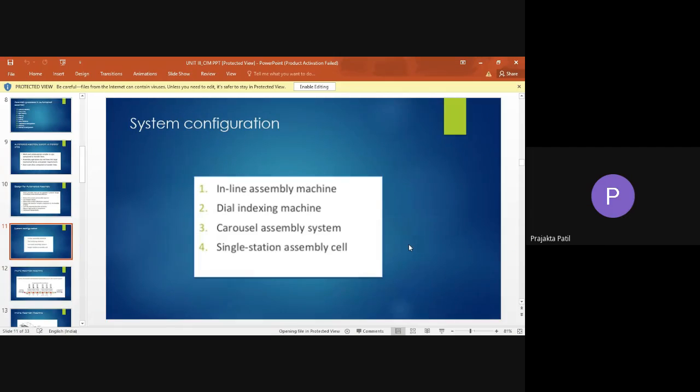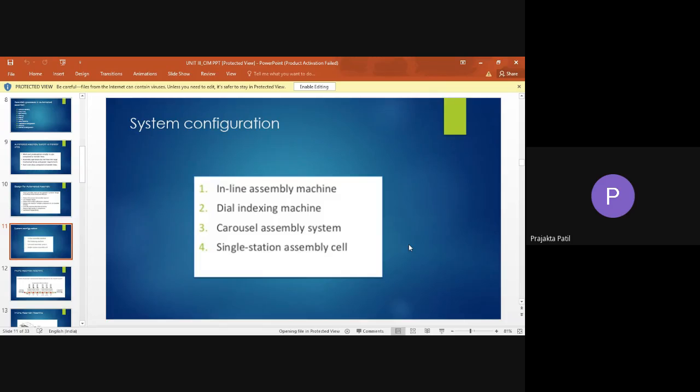Next is yet another important and interesting topic which we have already come across in the automated production lines, but maybe a little different from those. That is system configuration. We are all very well aware of what we mean by system configuration. It is nothing but the different ways in which all the elements of a system can be arranged. Here we have four types of configurations.